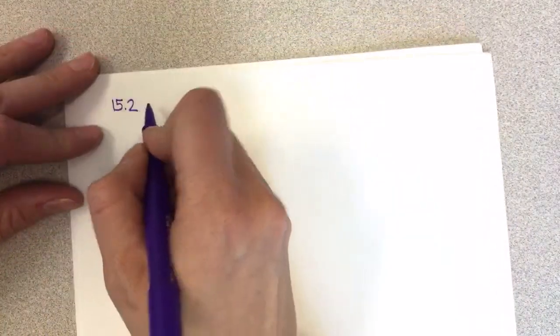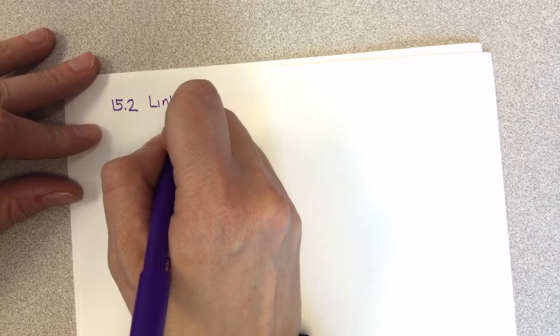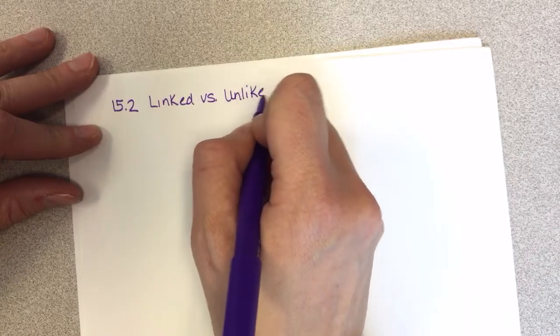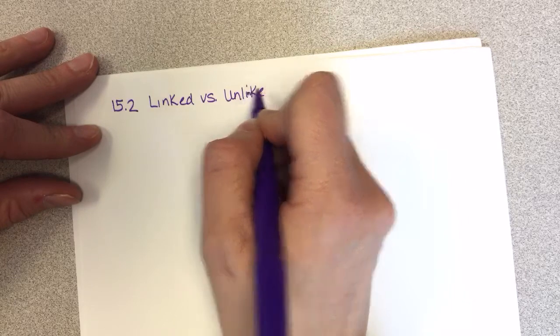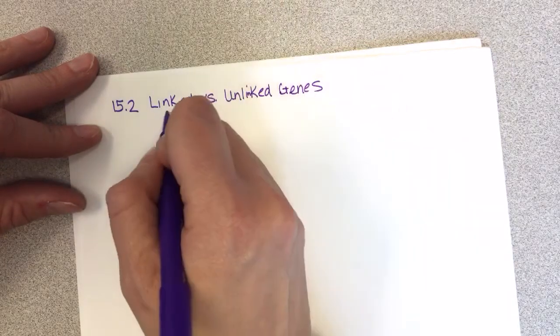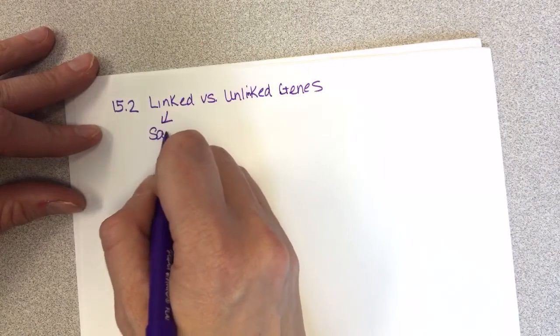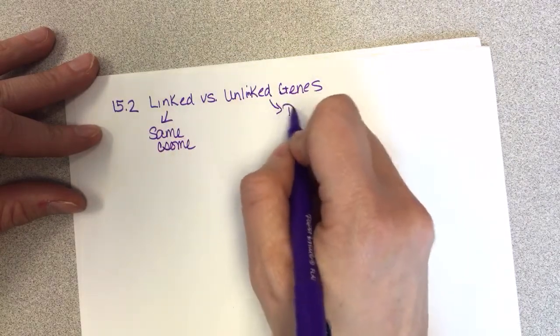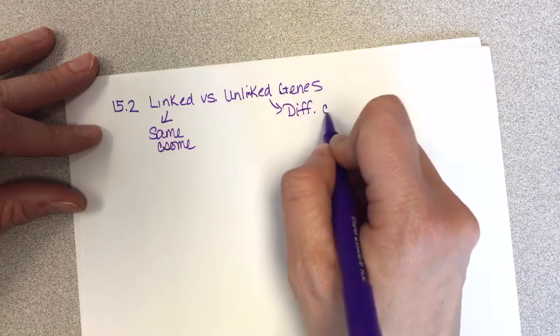So going back to the second section, 15.2. 15.2 was all about linked versus unlinked genes. So remember, linked means that they're on the same chromosome. Unlinked, they're on different chromosomes.